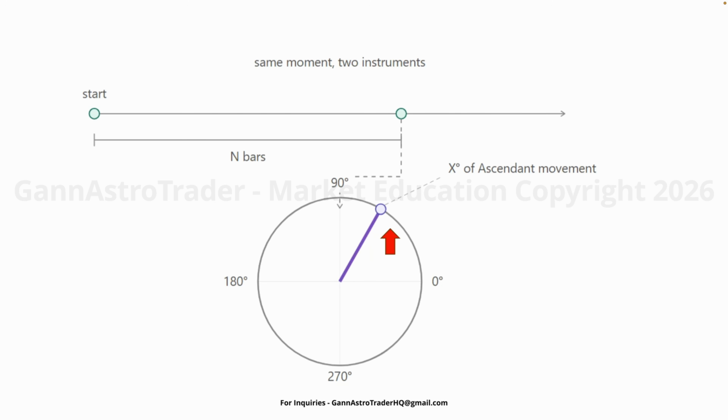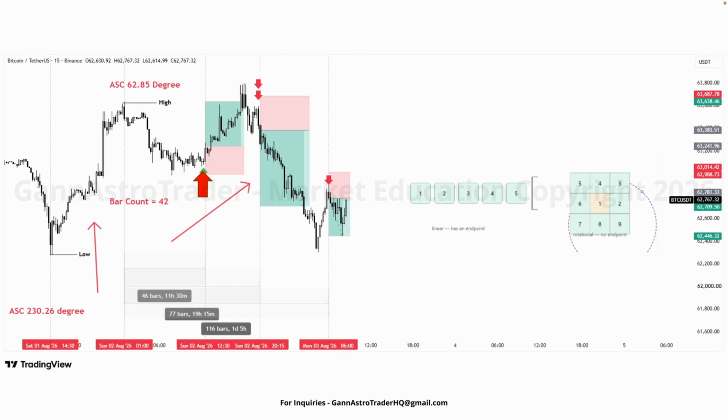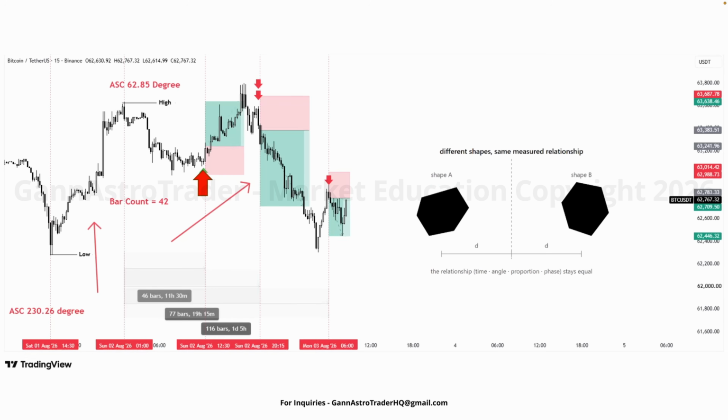There is another geometric concept worth considering here: rotational symmetry. A circle does not have a single direction or endpoint. Instead, it continuously rotates through its angular positions. This means that once we establish a reference position, we can examine what happens as we move through successive angular relationships. This is one reason the Gann Square of 9 is interesting in this context. Its numerical arrangement allows us to examine numbers through a rotational framework rather than treating them simply as a linear sequence. But there's an important distinction.